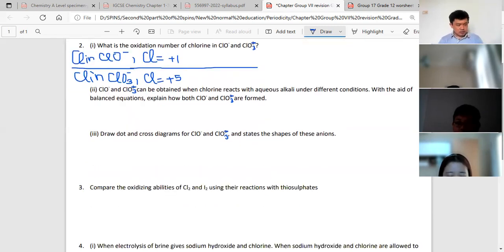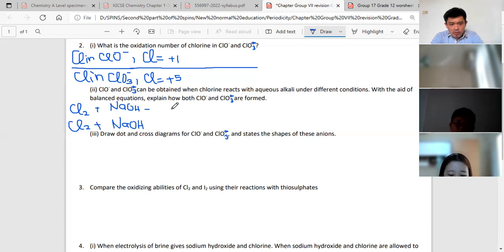Now, the second point: chlorate(I) and chlorate(V) can be obtained when chlorine reacts with aqueous alkali under different conditions. With the aid of balanced equations, explain how both chlorate(I) and chlorate(V) are formed. So this one, chlorine gas plus sodium hydroxide will react to form something.